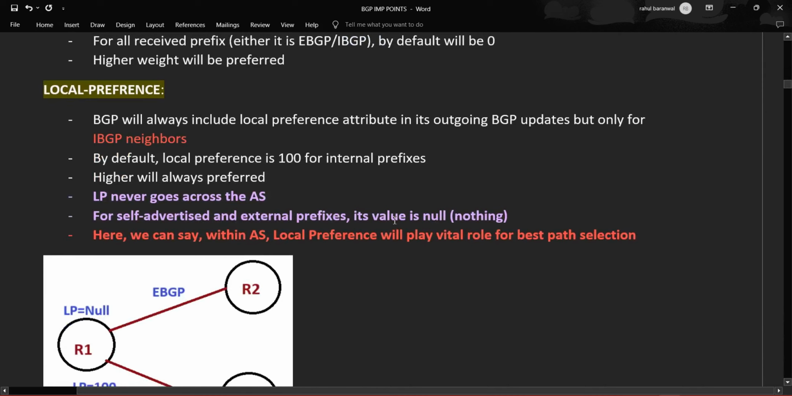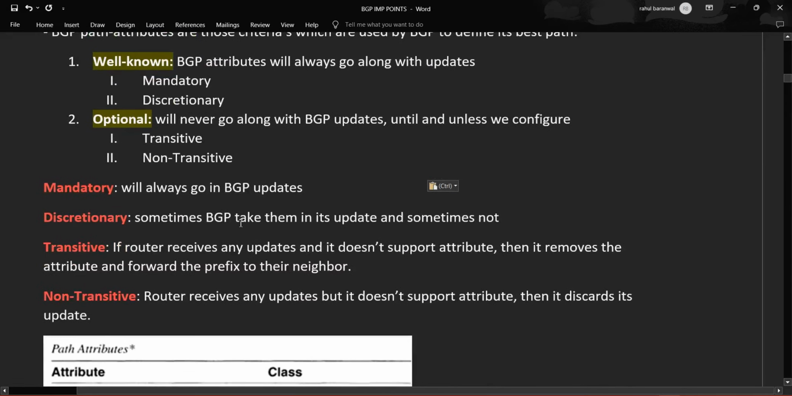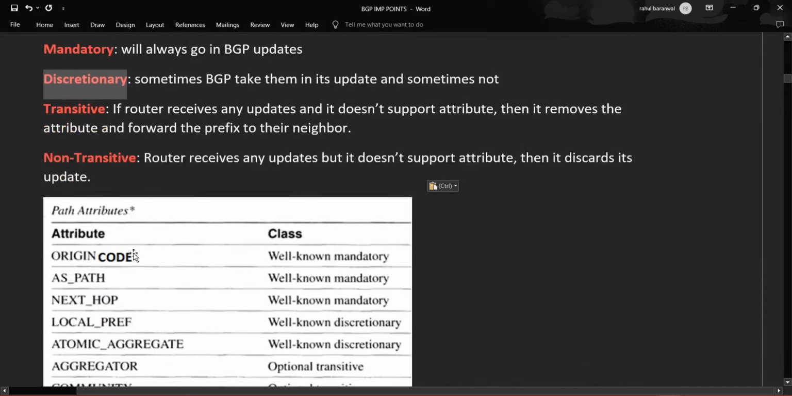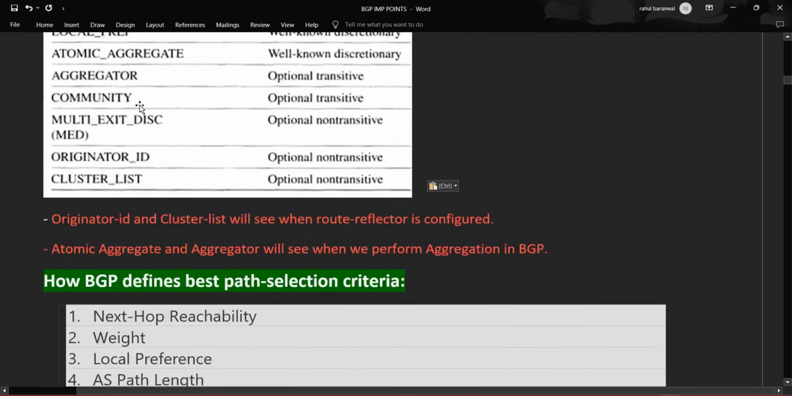Null means nothing. Okay. Here we can say that within an AS, local preference will play a vital role for best path selection. So that's why here we have written, let me show you, that sometimes BGP takes it in its update and sometimes not. Here we can see that local preference comes under well-known discretionary. So that's why we have written that sometimes it will take it and sometimes not. For an eBGP neighbor, LP will never go, only to an iBGP neighbor, right? So I hope you folks understand.